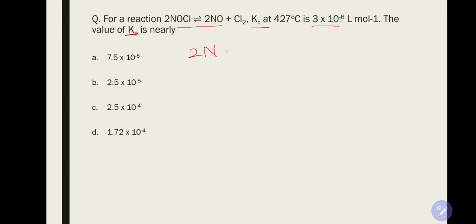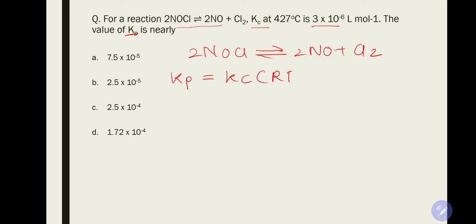What is given? That is 2NOCl gives 2NO plus Cl2. So what is the value of Kp? What is the relation between Kp and Kc? Kp is equal to Kc (RT) to the power delta n. What is delta n? It is the number of moles of product minus the number of moles of reactant.